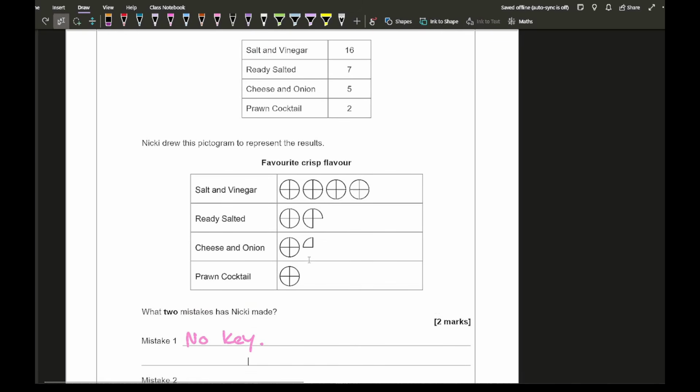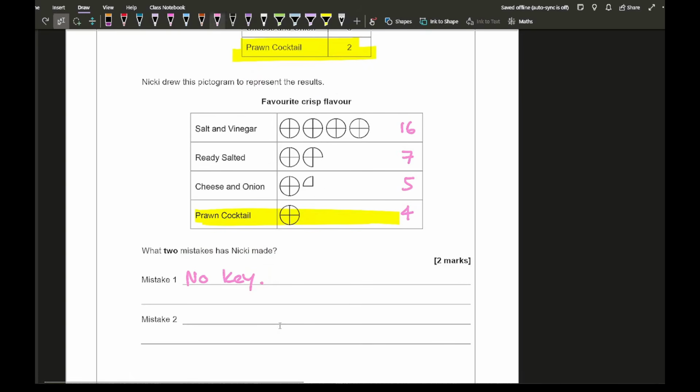And then the next mistake, let's just make sure that we've got the right heading. So salt and vinegar, ready salted, cheese and onion, prawn cocktail, that seems correct. So let's just have a look at what we've got. So if we just assume that 1/4 of a circle represents 1, so that's going to be 16, that's going to be 7, this is going to be 5, and prawn cocktail is going to be 4. And I can see straight away that another mistake that Nikki has made is the fact that prawn cocktail is wrong.